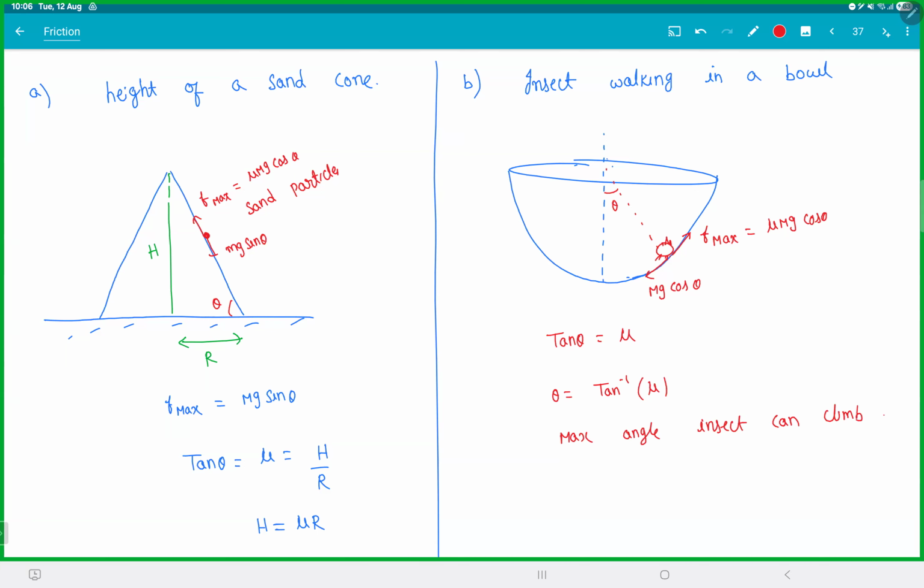If someone actually takes you and throws you into a bowl like this, you really can't climb it by walking. So what you do is start running in circles. Then you can get out. That comes in circular motion. When you start running in circles, you get a centrifugal force that will increase your normal reaction, and that friction will increase, and then you can come out. So check it out. Basically, it's an insect walking in a bowl. That is one more case.